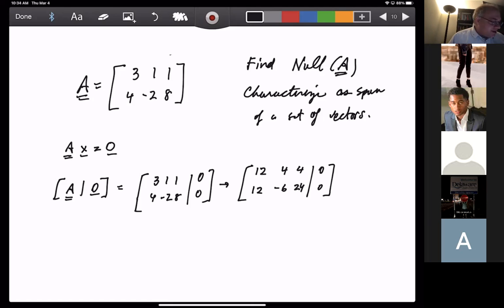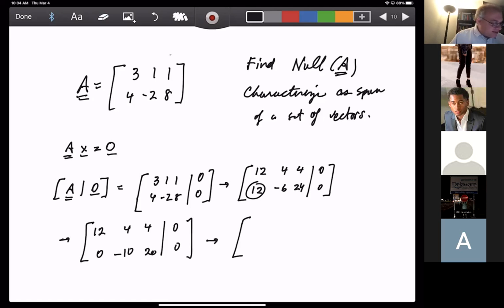Notice every column here corresponds to an entry in the x, right? 3 columns, 3 x's. I want to get a 0 here. So I'll leave my top row as it is, and the second row I'll replace by second minus first. Second minus first, -6 minus 4 is -10. Second minus first is going to be 20. 0 minus 0 is 0.